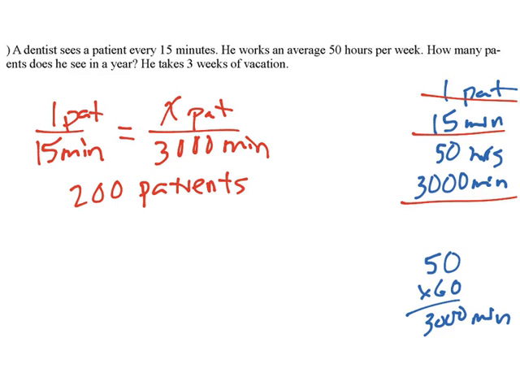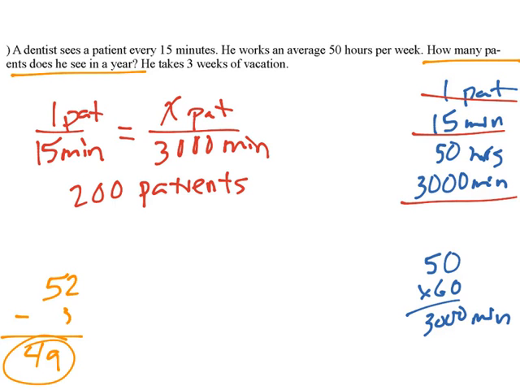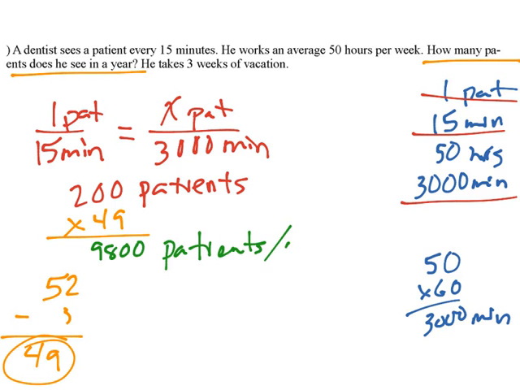Okay, but that's not what the question is asking. The question is asking how many patients does he see in a year. And not to forget that he takes 3 weeks of vacation. Now if you remember that there are 52 weeks in 1 year, and if he goes on vacation for 3 of those, he's only working 49 weeks. So we have to multiply 200 patients a week times 49 weeks, and we will see that he sees 9,800 patients per year.